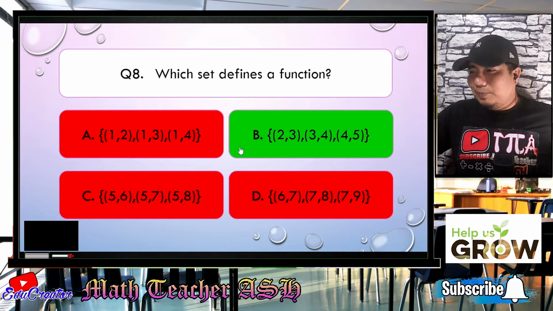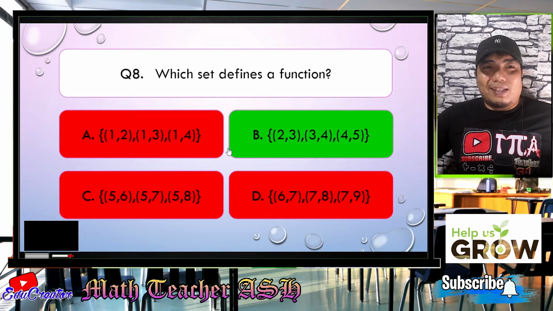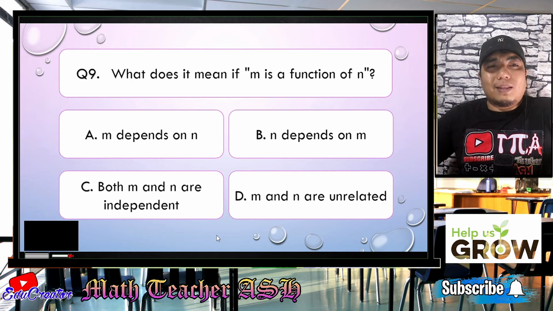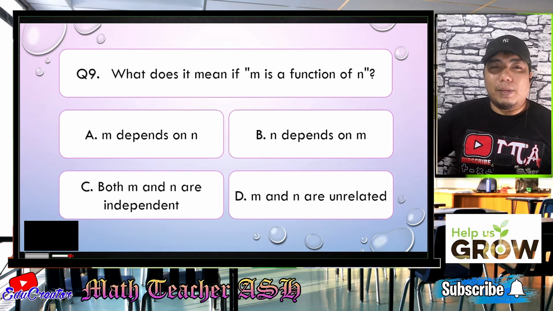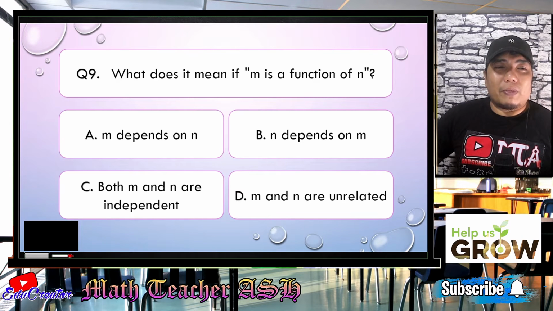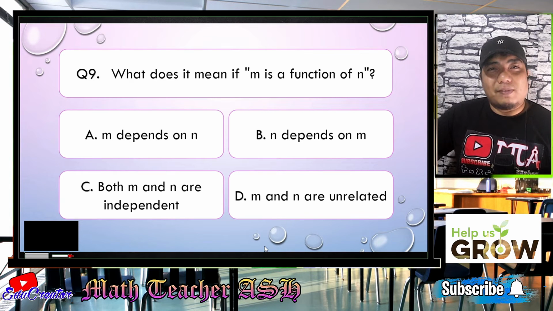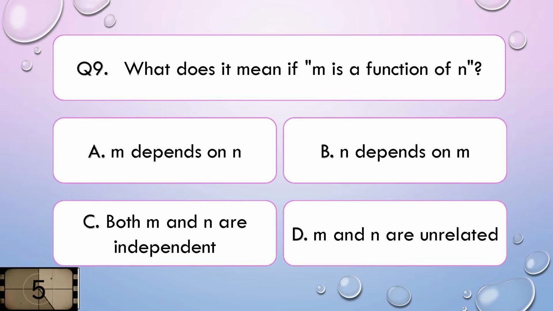All right. Now, let us go to question number 9. What does it mean if m is a function of n? A. M depends on n. B. N depends on m. C. Both m and n are independent. Or letter D. M and n are unrelated. I'll give you 5 seconds to think about your answer.